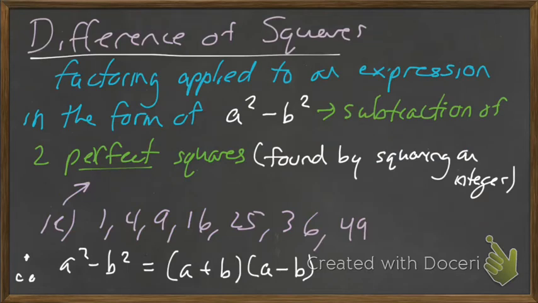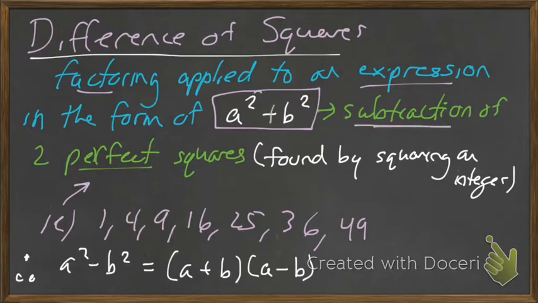So difference of squares. This is a type of factoring applied to an expression in the form of a squared minus b squared, and it has to be subtraction. In some cases you'll see addition, and that will not work. That is not a difference of squares. That's one of those things you have to keep in mind when looking at these questions. Let me put this in red: it cannot be addition. And they have to be two perfect squares.